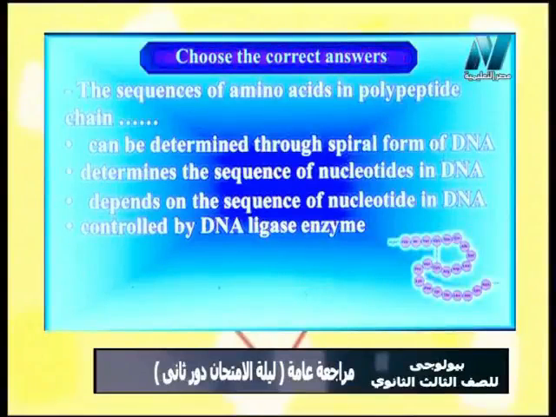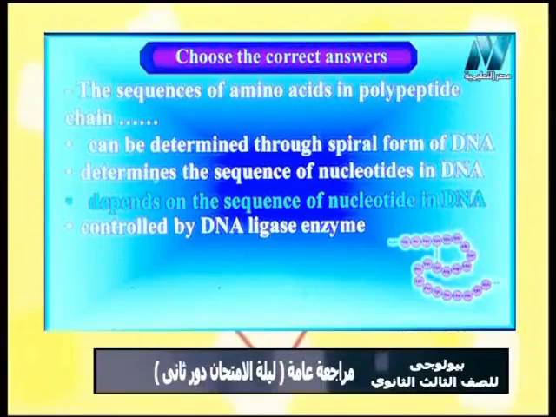The next question says: the sequence of amino acids in the polypeptide chain ... can be determined through the spiral form of DNA, or determines the sequence of nucleotides in DNA, or depends on the sequence of nucleotides in DNA, or is controlled by DNA ligase enzyme. Of course, when it says the sequence of amino acids in the polypeptide chain, it depends on the sequence of nucleotides in DNA. Can be determined through the spiral form of DNA?